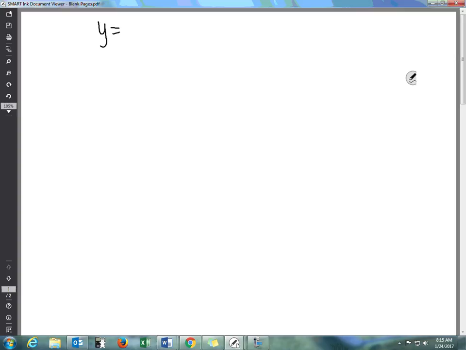So y equals cosine of x, okay? Or you could write it as y equals a cosine of bx, right? So a and b are still the same, just like in sine of x. A is for amplitude, and b is used to determine period.